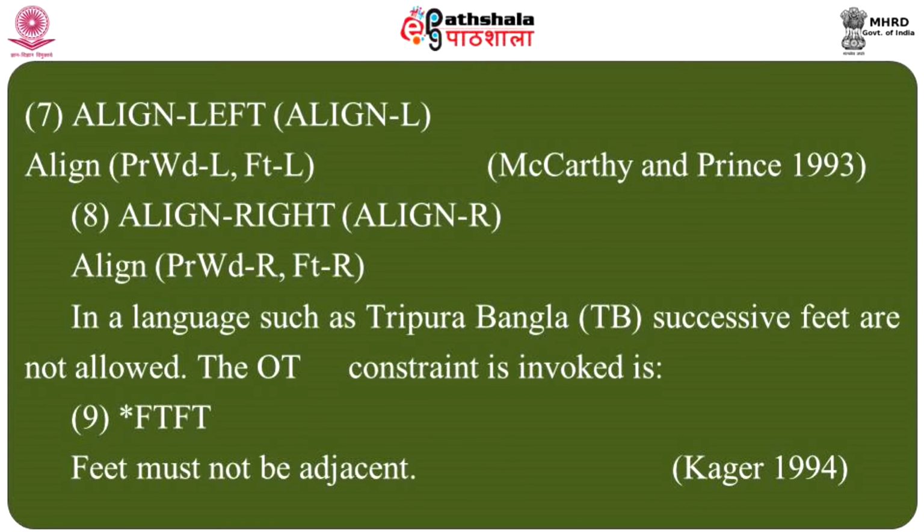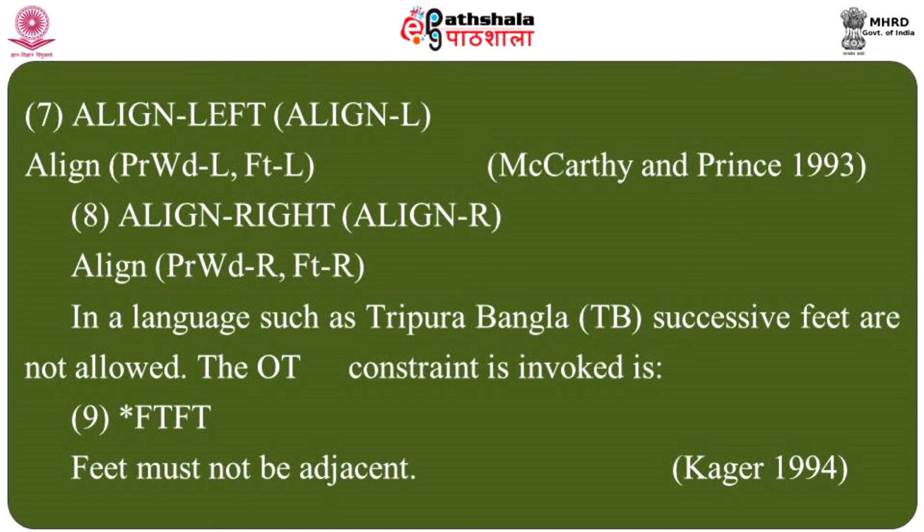It's observed across languages that the foot bearing the primary stress within a prosodic word is commonly aligned with the left or the right edge of the word. In the OT system, a pair of constraints are proposed to represent the issue in grammar. So we have two alignment constraints: align left, that is, align the prosodic word to the left and the foot to the left, and align right, that is, align the prosodic word on the right to the foot on the right. Now, these constraints based on McCarthy and Prince are peak aligning constraints.